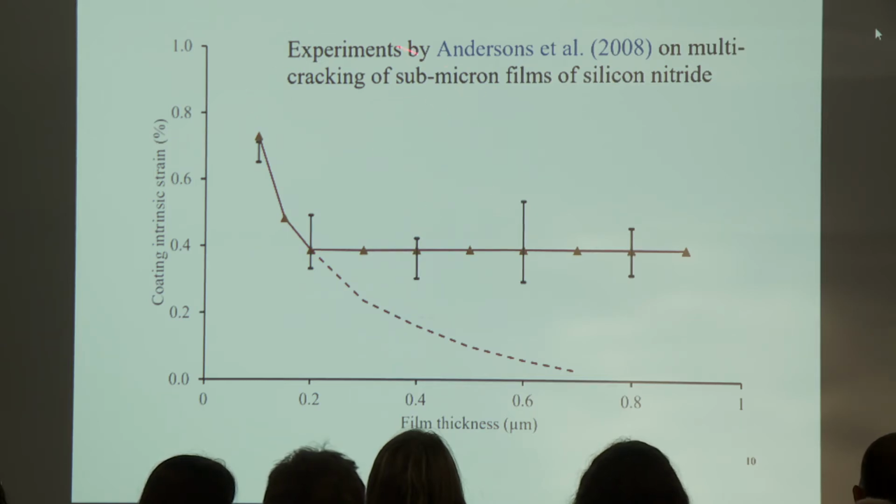These are experiments by Andersons on submicron films. It was silicon nitride deposited on a compliant matrix, and they examined multi-cracking of this thin layer, and again they have a plateau here and then an increase. The error bars are the experiments, and the red line is the prediction proposed by the coupled criterion.